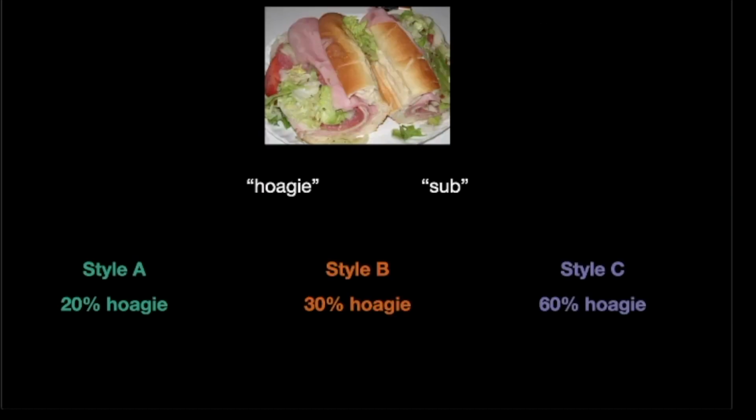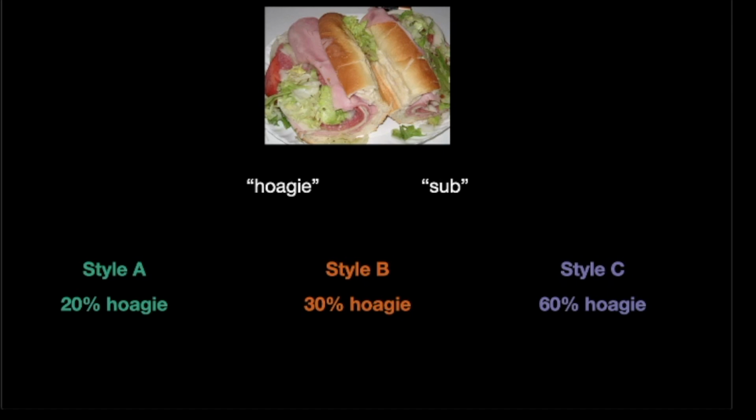So how does this all work in practice? Let's take a pretend example where a speech community has two ways of referring to a sandwich with cold cuts on a long roll. Sometimes they say hoagie, and sometimes they say sub. But which one they use depends on the speech style. In style A, people say hoagie 20% of the time. In style B, they say hoagie 30% of the time. And finally, in style C, they say hoagie 60% of the time.